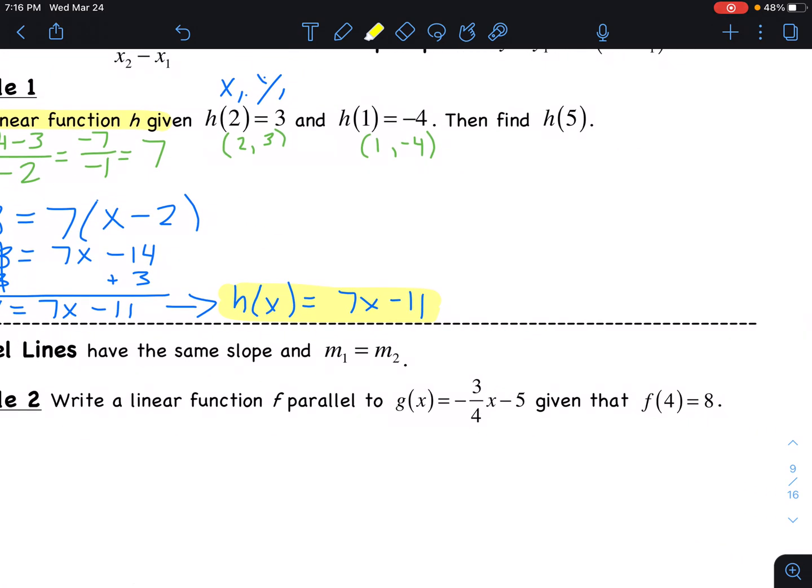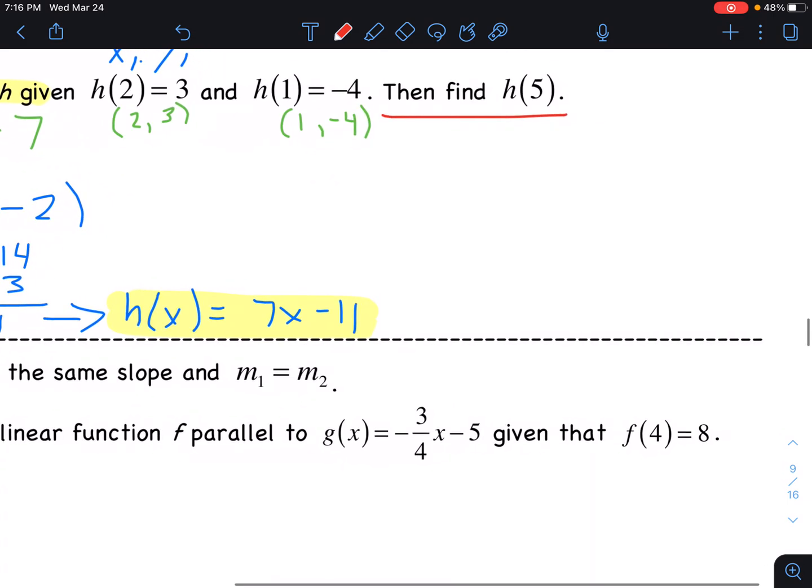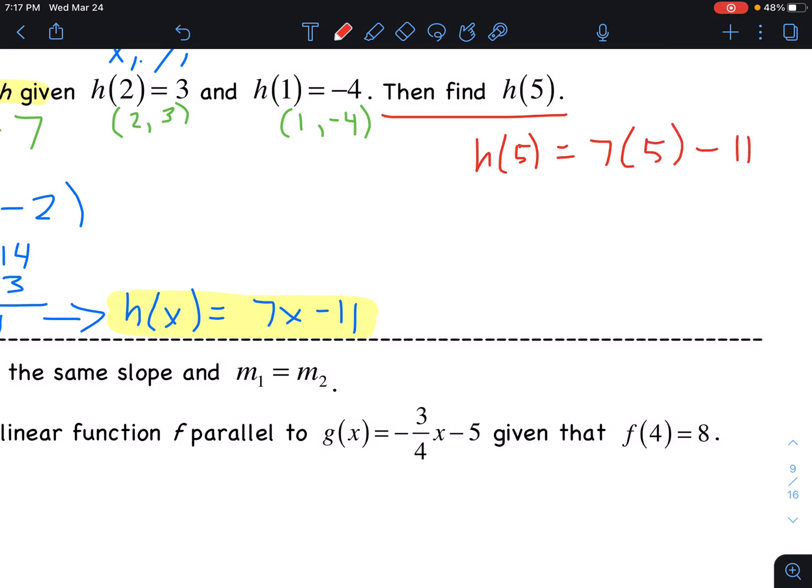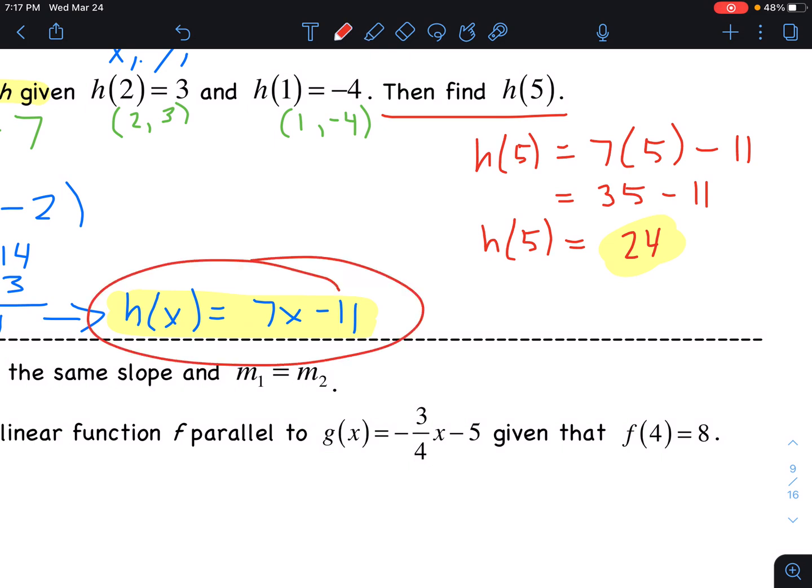Now part 2 is this: then find h of 5. We're going to use our h of x equals 7x minus 11 that I have highlighted there, and we're just plugging in the 5 for the x's. So 7 times 5 minus 11. 7 times 5 is 35, minus 11 is 24. So h of 5 equals 24. So there are my two parts for the problem. I have my linear function h of x, and I have my h of 5, which is 24.